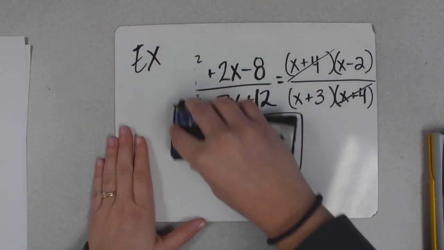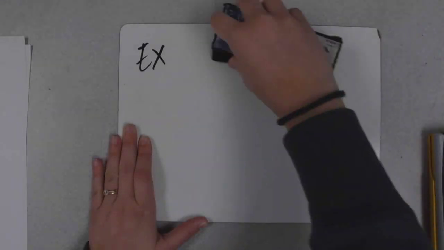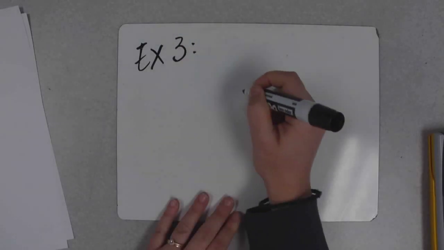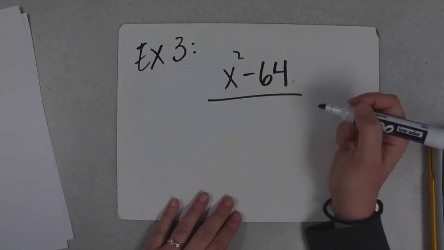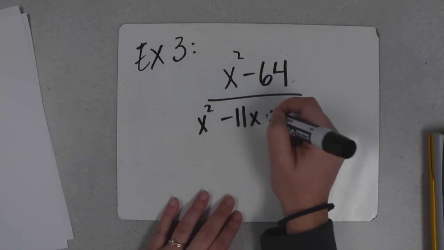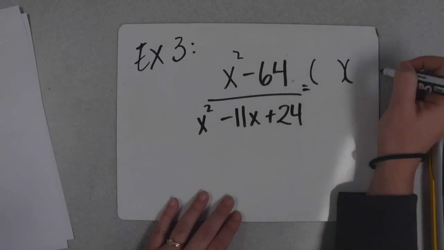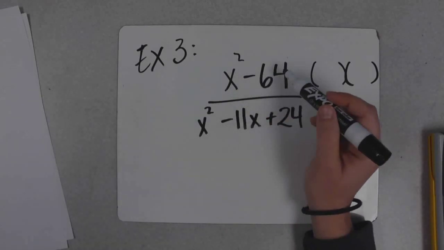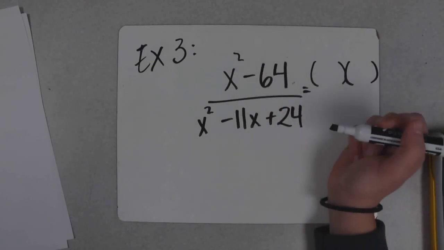Let's do my last example. This is the third one. We have x squared minus 64 over x squared minus 11x plus 24. Oh, I didn't give myself much space. This top one is a binomial, so I'm not going to use the T-chart. I am going to look for a GCF first, but x squared and 64 don't have anything in common.